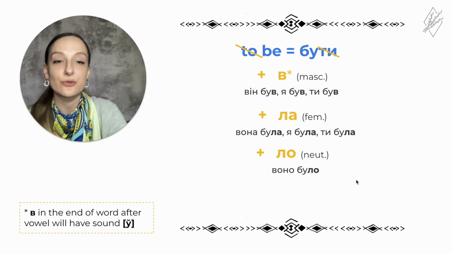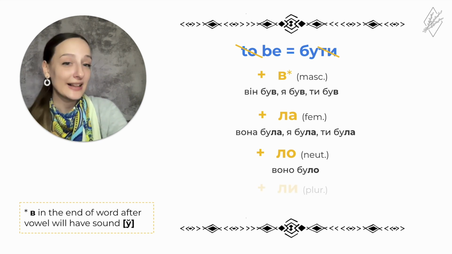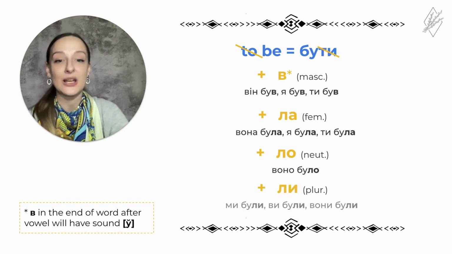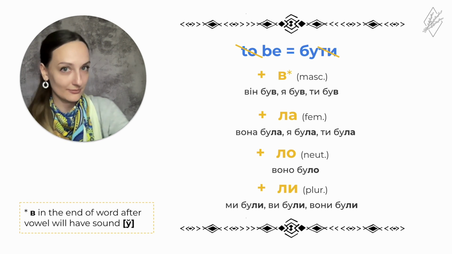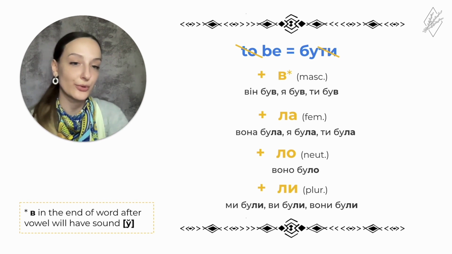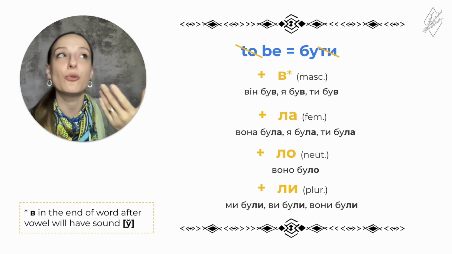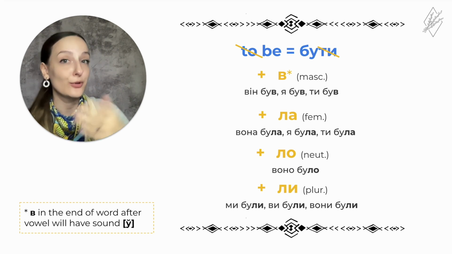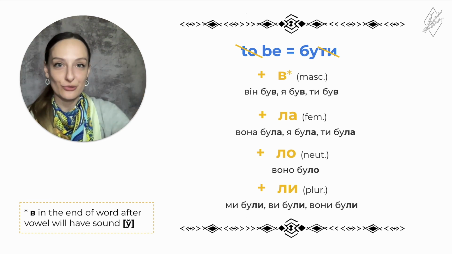Okay, and the last form, plural. Which ending do you think it will have? Of course, the ending ли. The same suffix l plus i for plural. Ми були, ви були, вони були. So here all plural pronouns we use with the ending li. Or if it's formal ви for one person, also ви були. Have you been somewhere? Okay, so this is the rule.